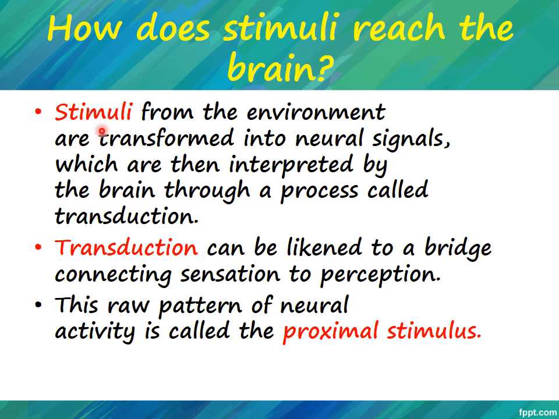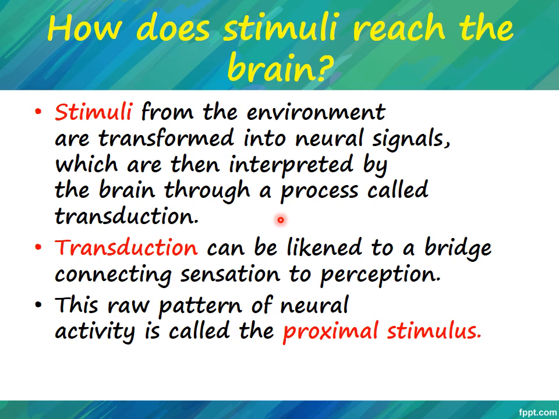It can be a condition, an external condition or internal environment that is being detected by our brain. So stimuli from the environment are transformed into neural signals, and these neural signals are then interpreted by the brain, and this whole process is called transduction. Transduction can be linked to a bridge, connecting sensation to perception. So once the brain is receiving the message, then finally the brain will respond to that particular situation, and perception is the raw pattern of neural activity, which is called a proximal stimulus.